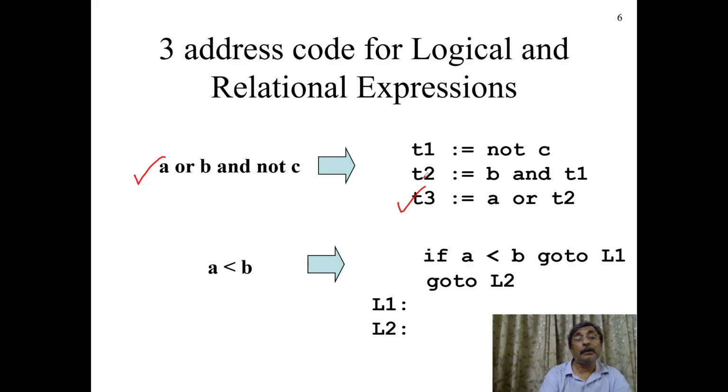So this expression has to remember two labels. One label is where control should go in case this particular expression is evaluated to be true, which we call true exit, and the other one is false exit, that is the target label where control should go in case A less than B is evaluated to false. More on this will be discussed in complete detail in the next video. So for today, this is enough to know about the three address code for logical and relational expressions.